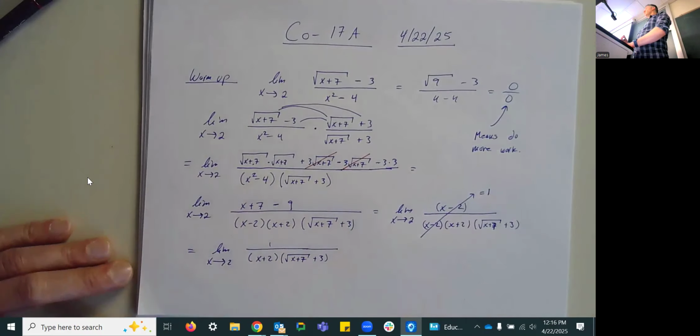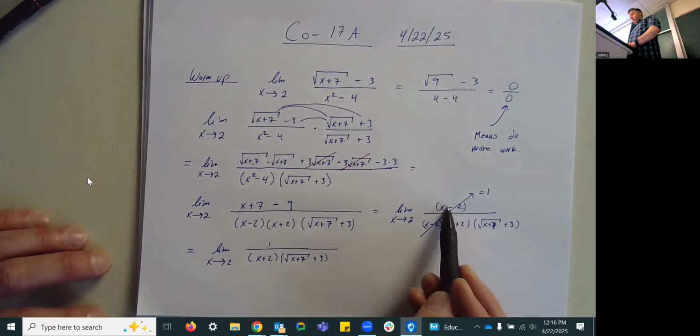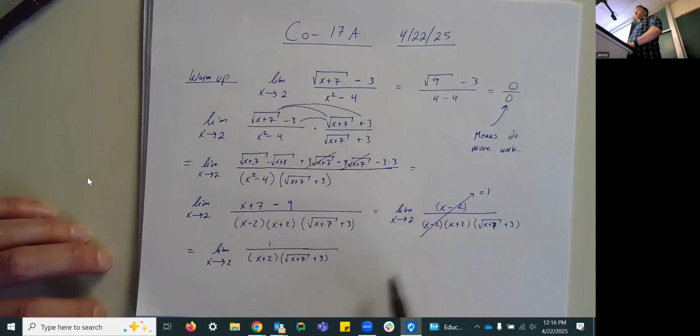Now, since we've canceled the problematic factor that was making it 0, right? Plugging in 2 here, you get 0. Plugging in 2 here, you get 0. We no longer have that 0 over 0.